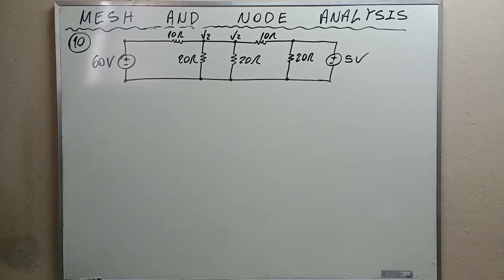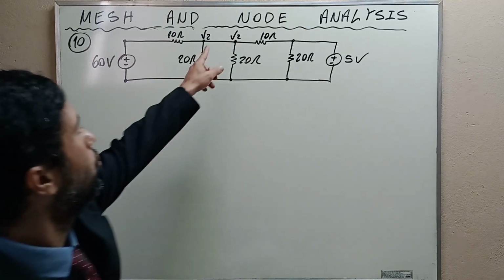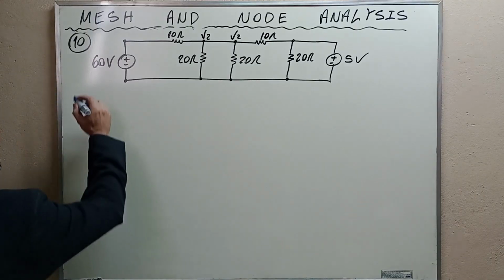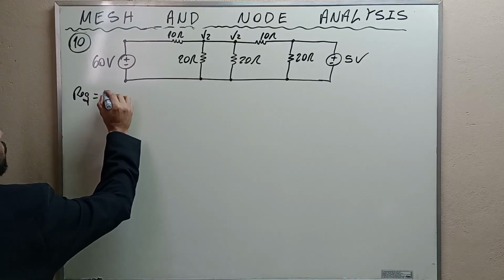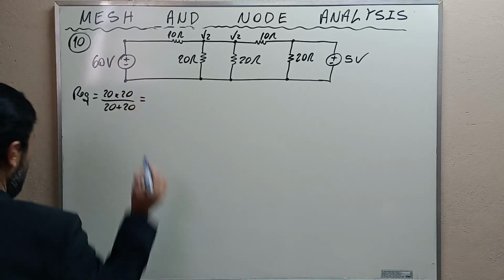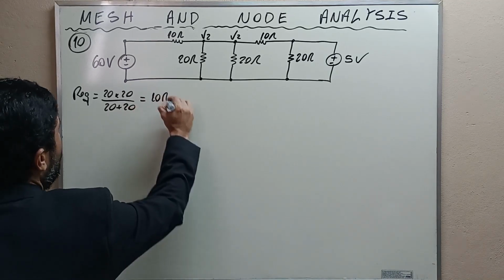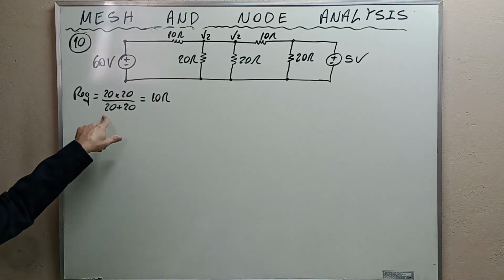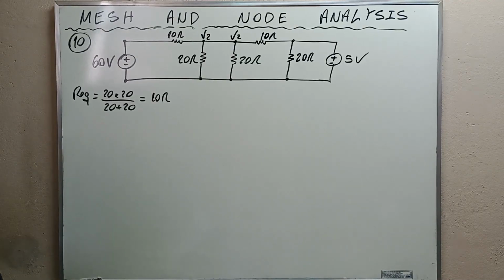And to begin solving this problem, we may combine the two 20 ohms resistances connected to node 2, okay? We are going to combine these resistances here, and the equivalent resistance is equal to 20 times 20 divided by 20 plus 20, and this is equal to 10 ohms, okay? They are connected in parallel, and when combining resistances in parallel, we use this rule of thumb here, the product over the sum, okay, my friends?